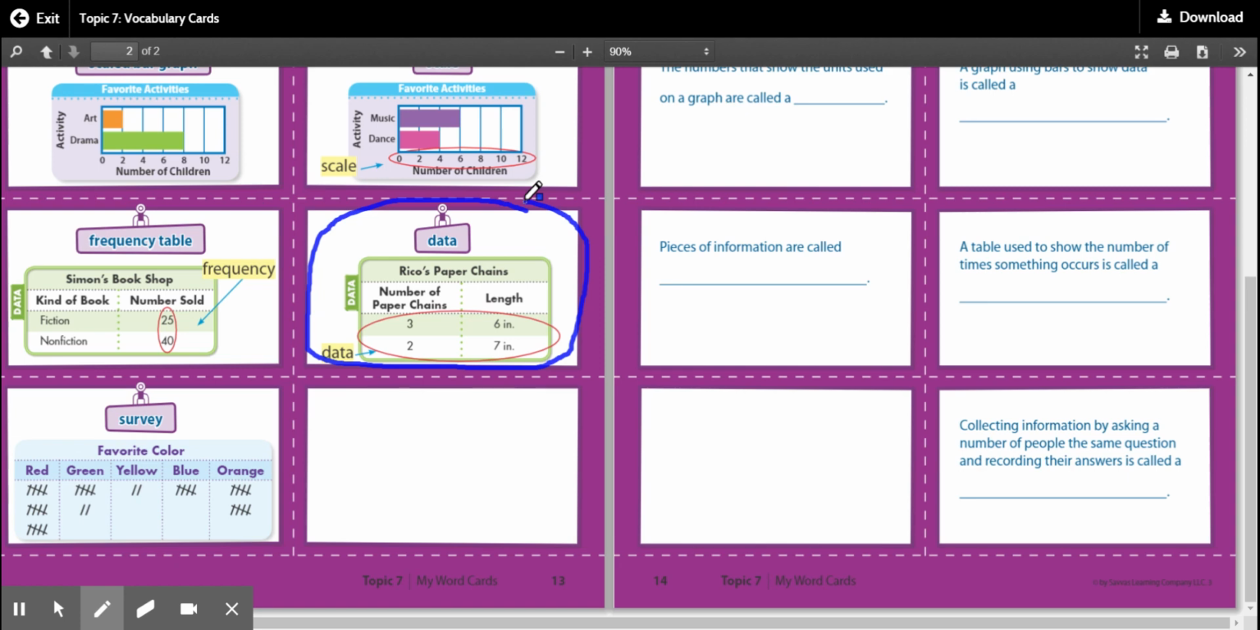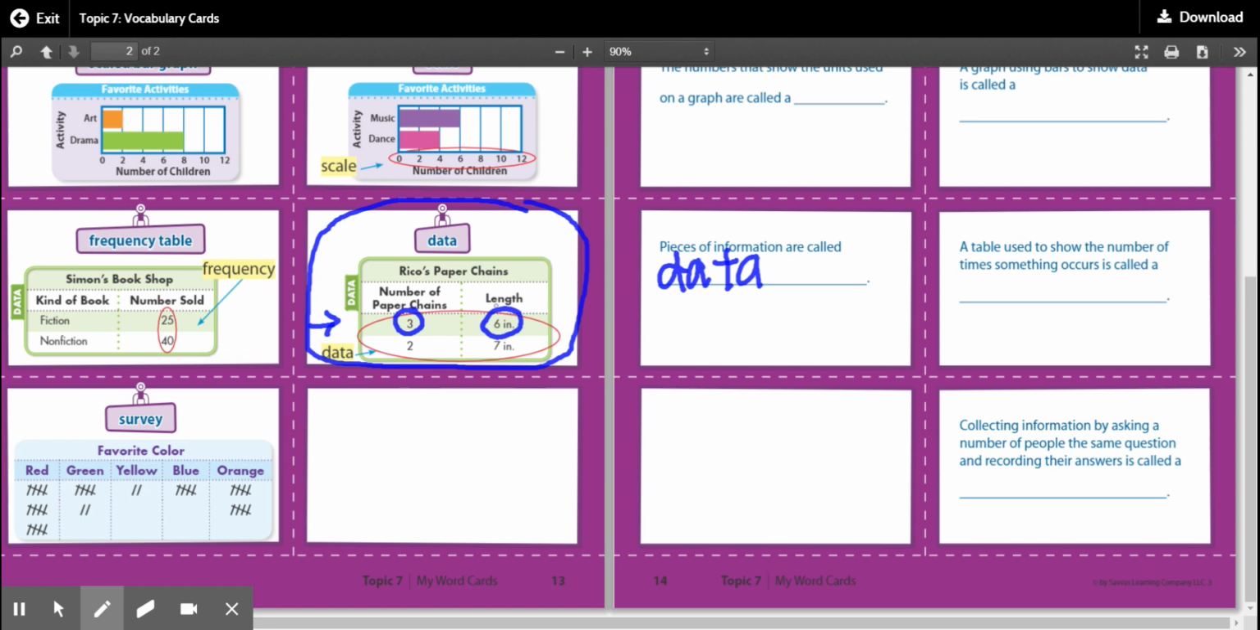The definition for data is right here, and that is pieces of information are called data. So in this example, Rico's paper chains, the data is the number that you find in each row and column of the table. So number of paper chains, for example, is 3, and the length of those paper chains is 6 inches. That's an example of data.